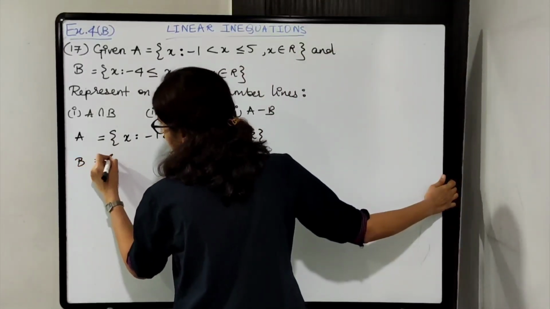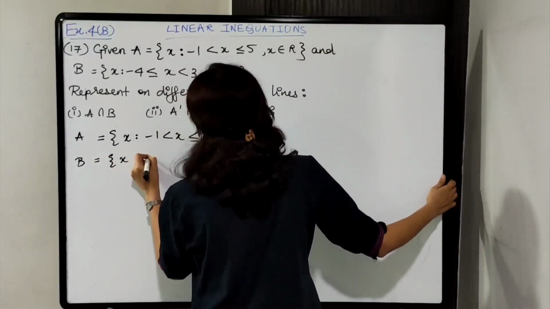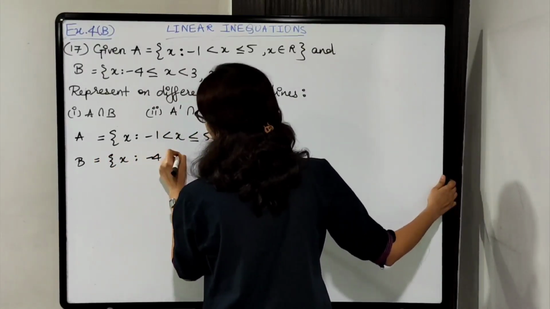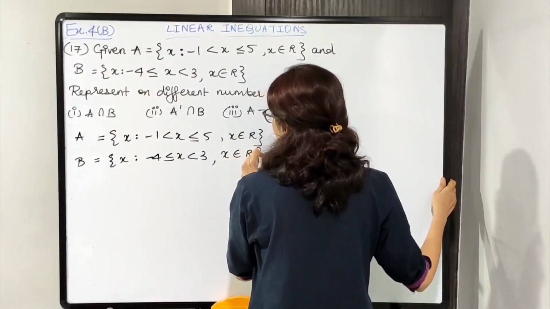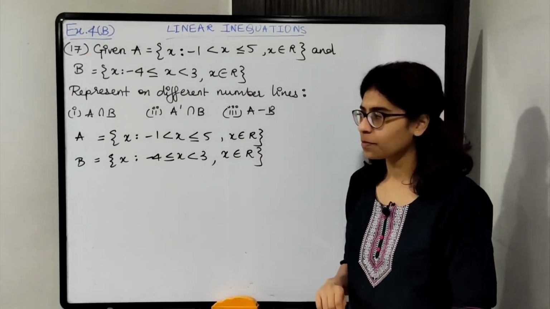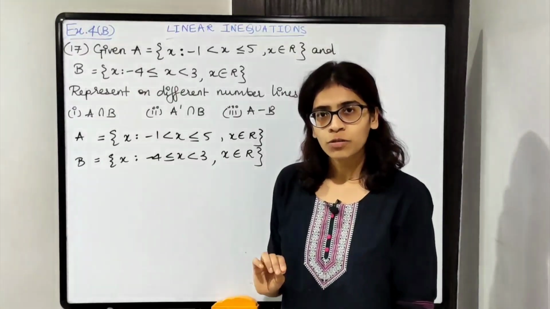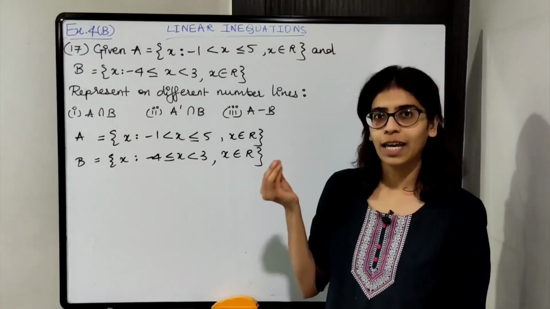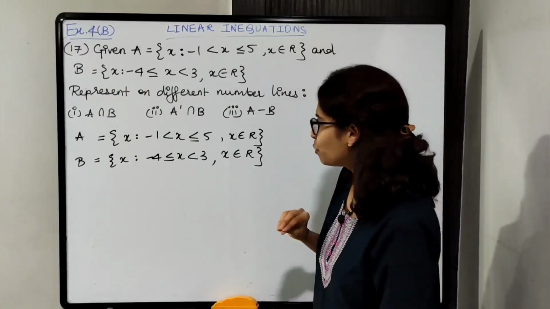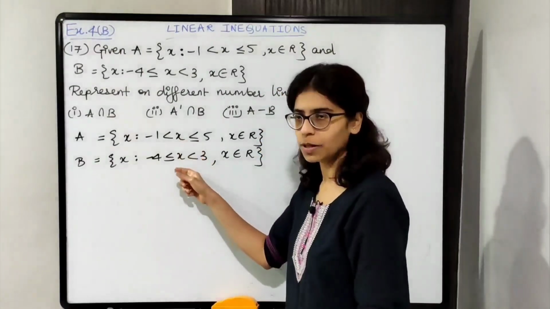B, x such that -4 is less than or equal to x is less than 3 and x belongs to R. Now A intersection B के लिए we need the range of x. क्या होगा? Common values क्या होगा A and B में? So what are you going to do? दोनों को compare करते हैं, okay?